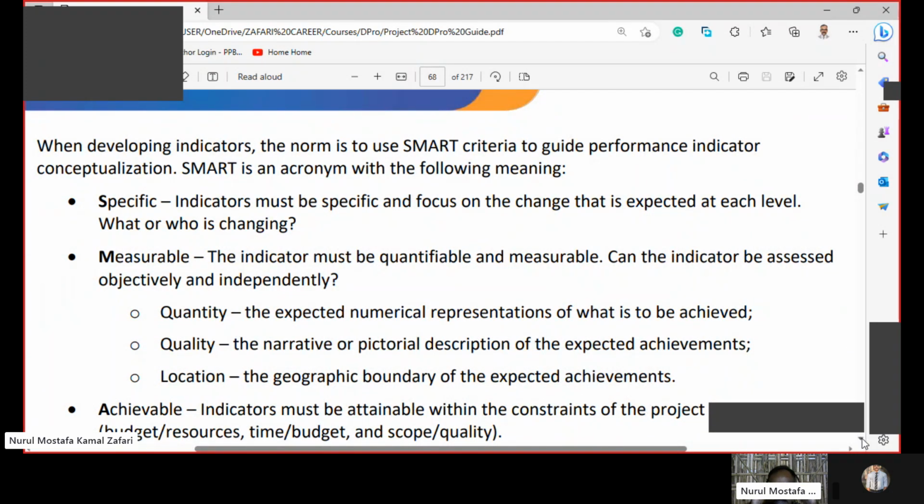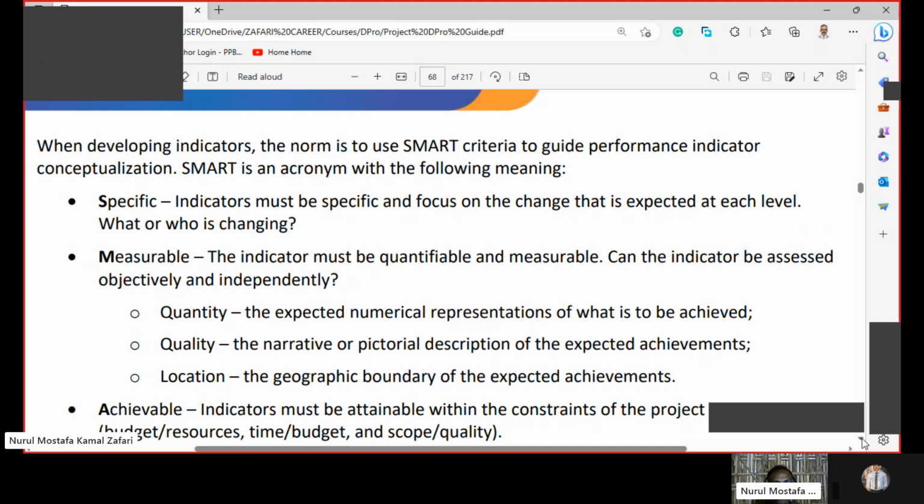So now we shall talk about developing SMART indicators. When developing indicators, the norm is to use SMART criteria to guide performance indicator conceptualization. SMART is an acronym with the following meaning. S, specific. Indicators must be specific and focus on the change that is expected at each level. What or who is changing?